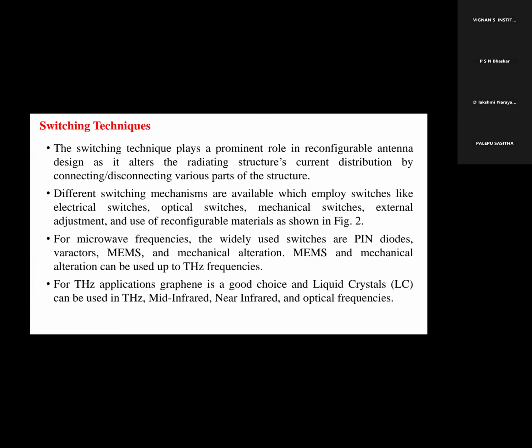For microwave frequency applications, the widely used switches are PIN diode, varactor diode, MEMS, and mechanical alteration. MEMS and mechanical alteration can be used for terahertz applications. For terahertz applications, graphene is a good choice, and liquid crystal can be used for terahertz, mid infrared, near infrared, and optical frequencies.